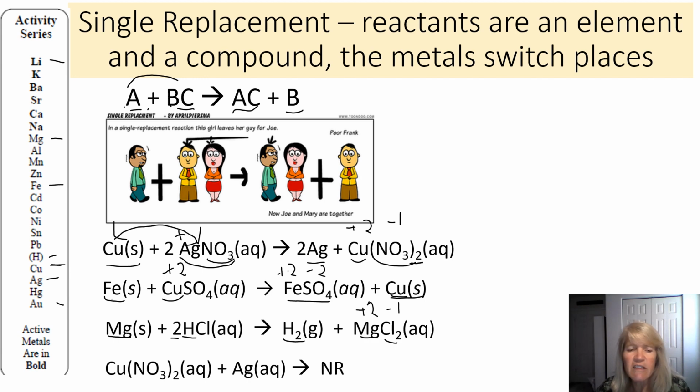All right, let's look at the last one. The metals we have are copper and silver. Now we've already looked at copper and silver. Here they are, copper and silver. And the one that's higher is copper, which means copper should be in the compound. Well, it is. See, copper is in the compound. So it's already happy, nothing's going to happen. And that's why we put NR, no reaction. It's happy the way it is, it's not going to switch.